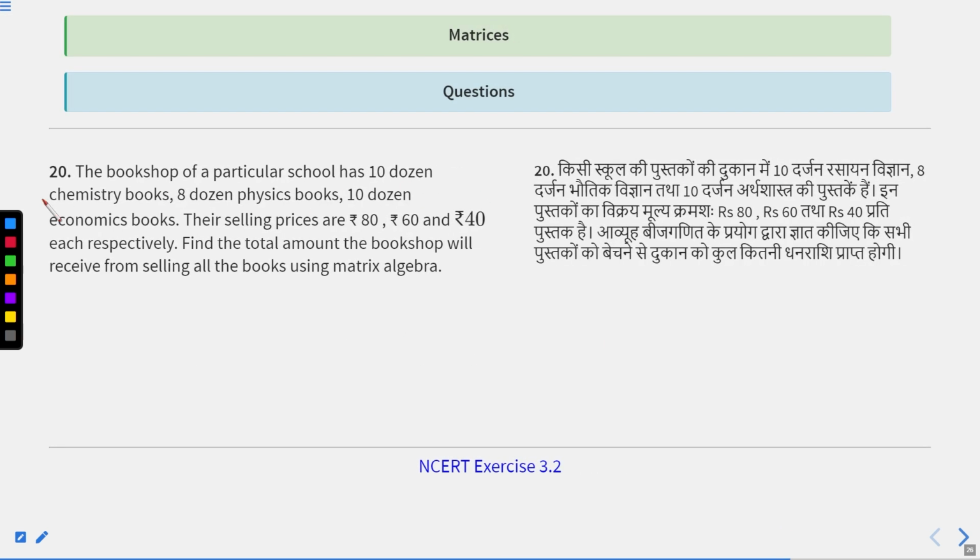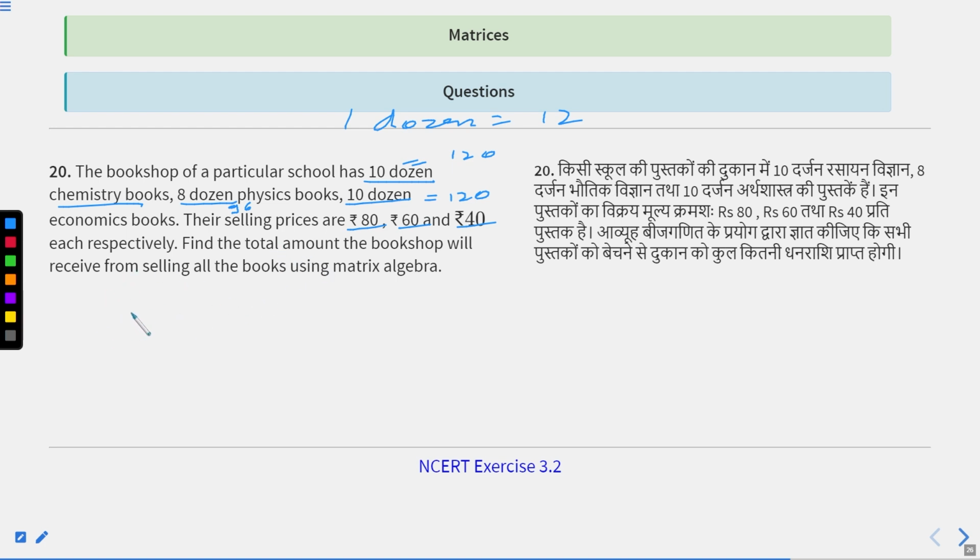So the 20th problem: the bookshop of a particular school has 10 dozen chemistry books. 1 dozen means 12, so 10 dozen means 120 chemistry books. 8 dozen means 96. Yes, 96 physics books. 10 dozen again, economics books are 120, and their selling prices are 80, 60, 40 respectively. Then we have to find the total amount.